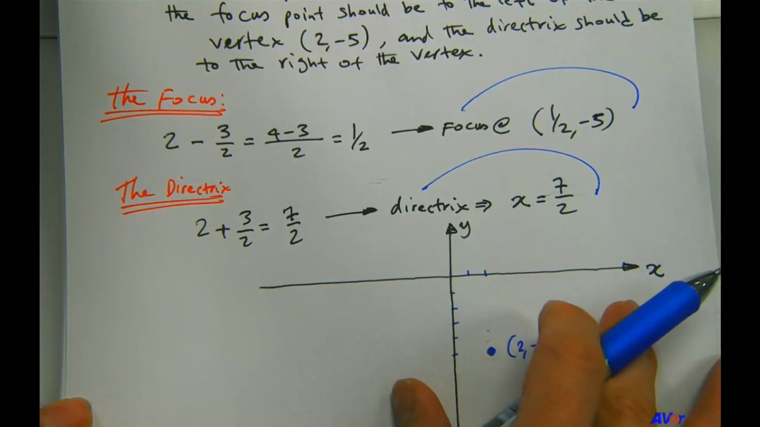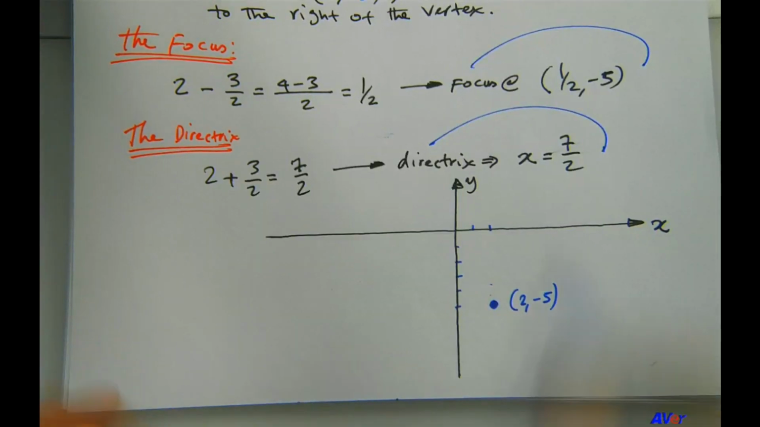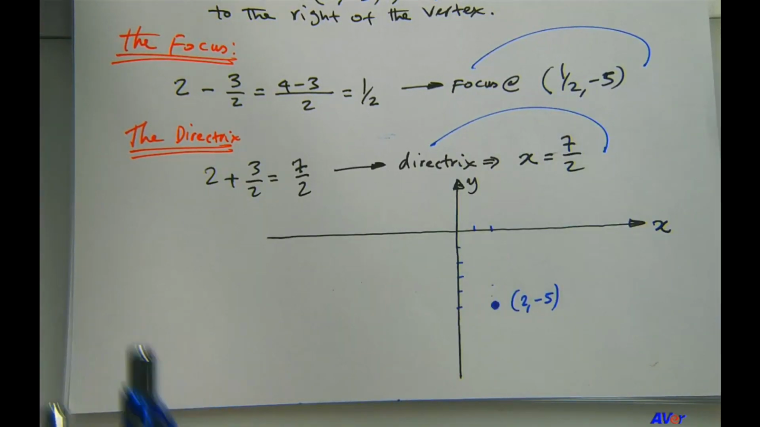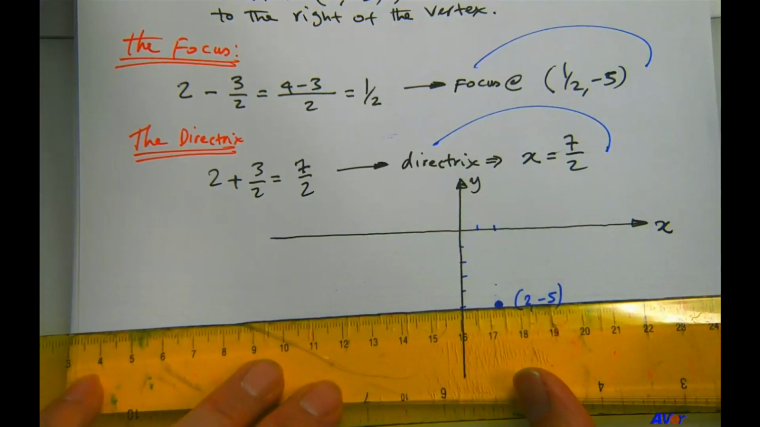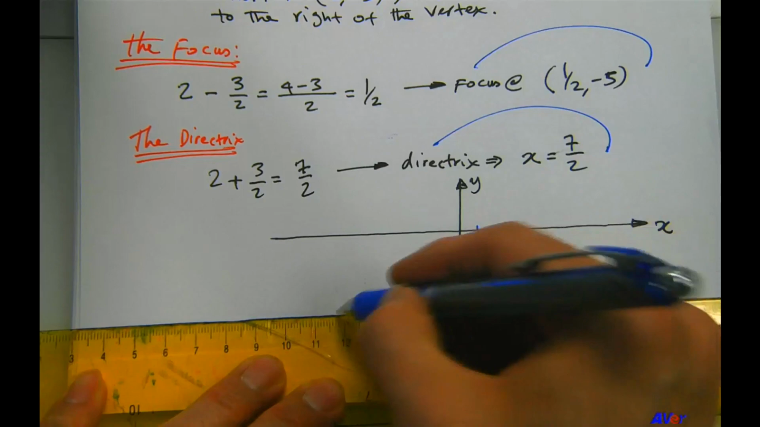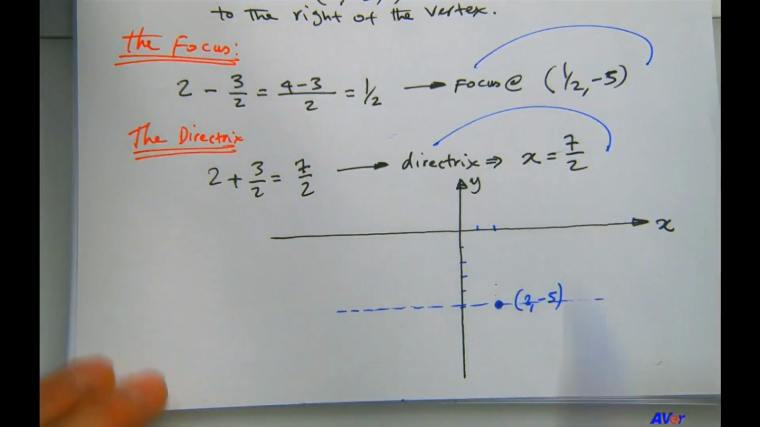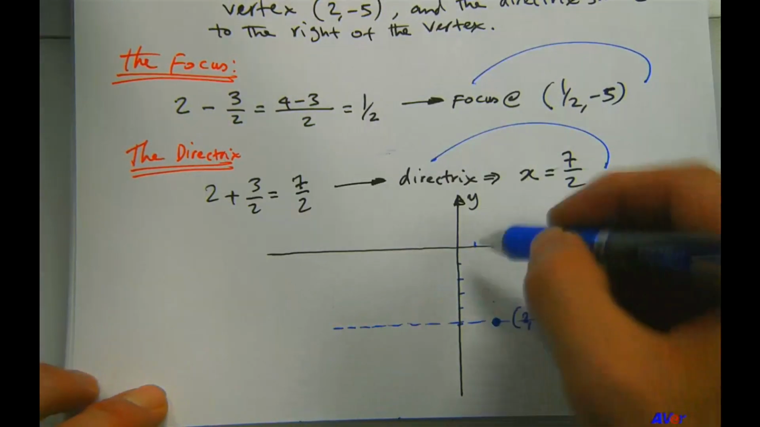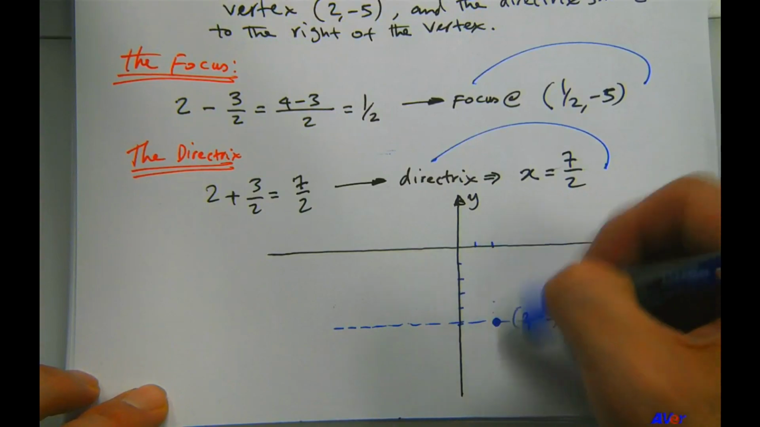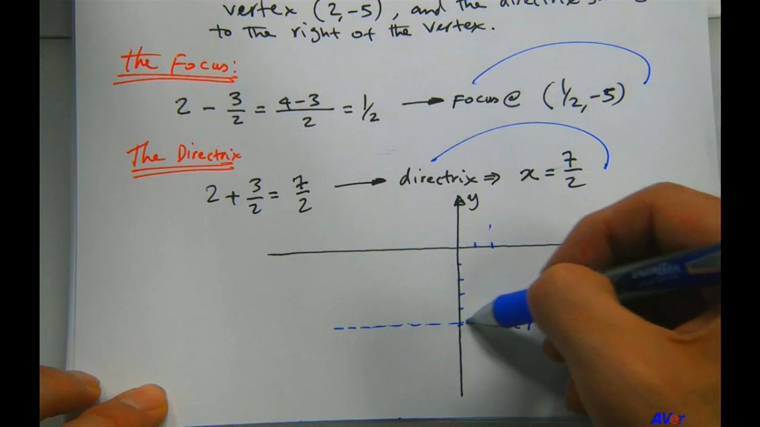So let's first plot the focal point. And so we know that the focal point is along the same line, horizontally, like that. So that'll be 1/2 comma negative 5. 1/2, if this is 2, then 1/2 would be roughly here. So that's the focal point.